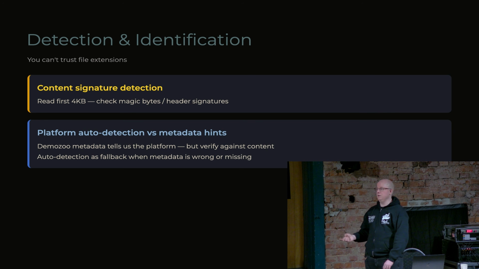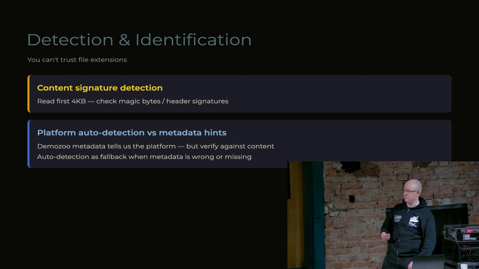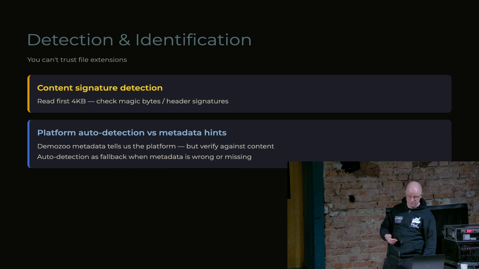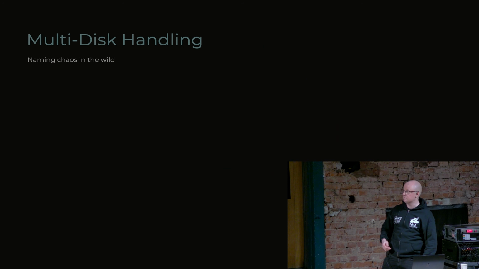And that goes into auto-detection versus meta-platform hints. There is metadata from Demozoo, but in many cases you still need to verify the content, which is not great, but you have to do it. Of course, going back to update some entries is what I've actually done on Demozoo in some cases, but it's tricky. You can't just go and repack all the demo data, so you need to handle cases like this.